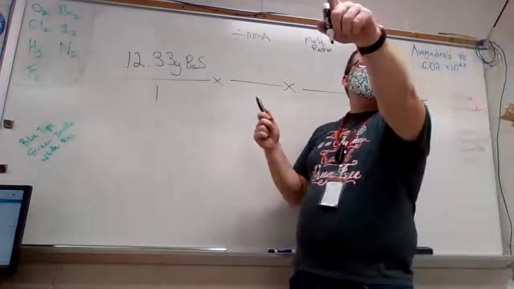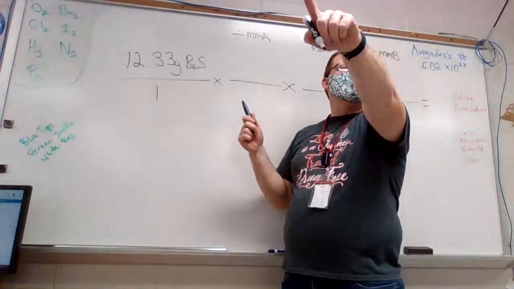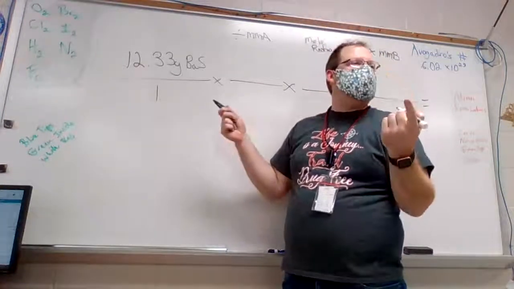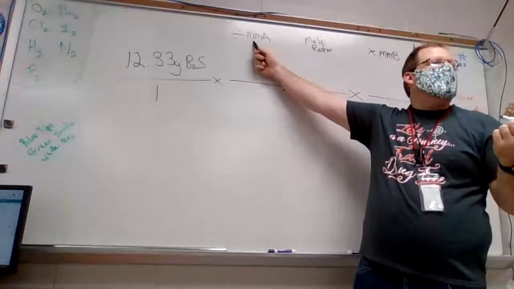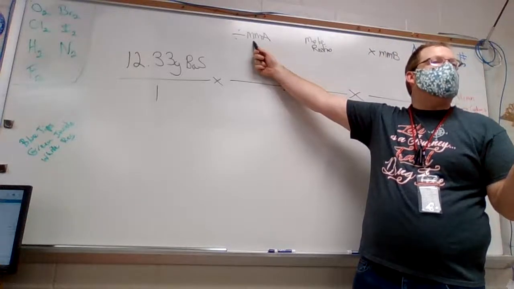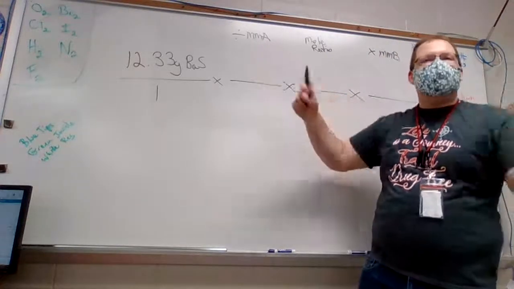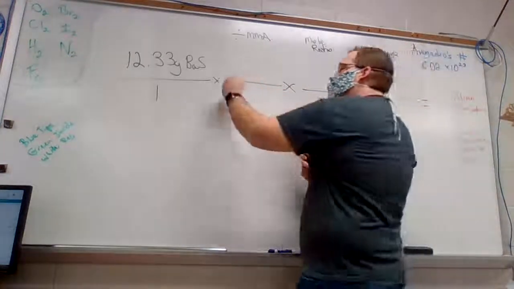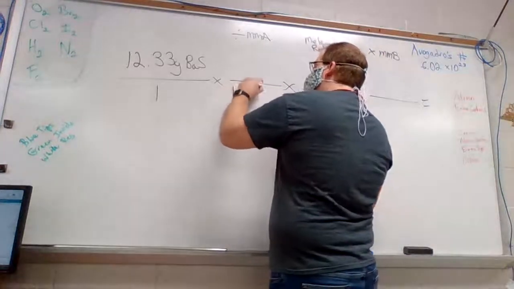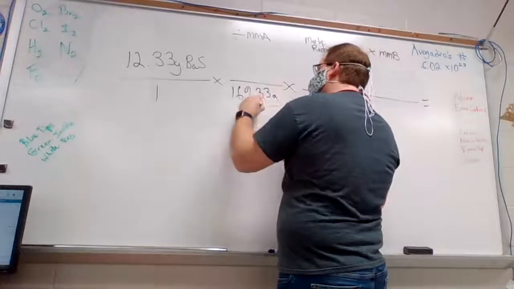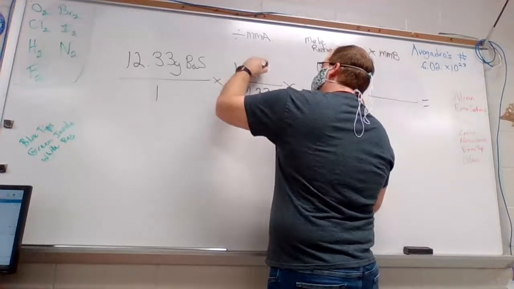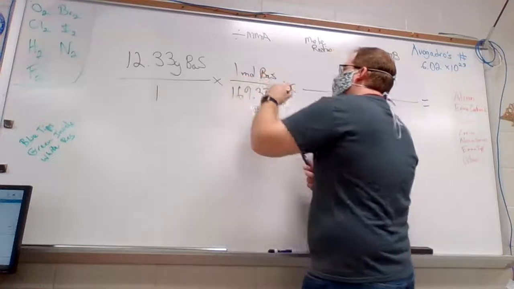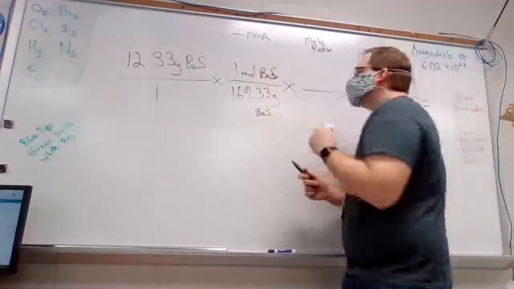But over there, did I multiply or divide by it? I multiplied, and it was at the end of the problem, right? Here, what am I doing with it? I'm dividing it, and it's at the beginning of the problem, right? So I flip it top to bottom, flip it left to right, and I end up with this: 169.33 grams of barium sulfide on the bottom of 1 mole of barium sulfide. That should be a big S.